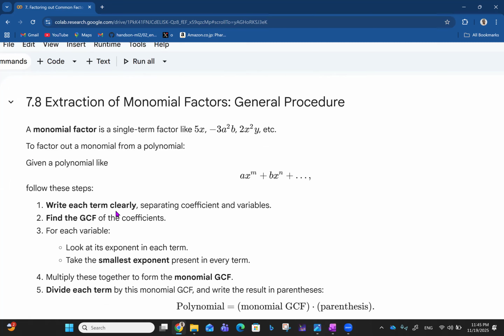First of all, write each term clearly, separating coefficients and variables, very important. Then find the GCF of the coefficients. Then for each variable, look at its exponent in each term. Take the smallest exponent present in every term. That's what we've been doing. Then multiply this together to form the monomial greatest common factor, right? Divide each term by this monomial GCF and write the results in parentheses. That's exactly what I've been doing all along. So the polynomial is now equal to the monomial greatest common factor multiplied by whatever is left in the parentheses.